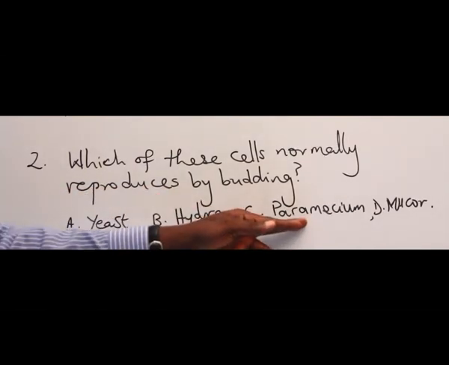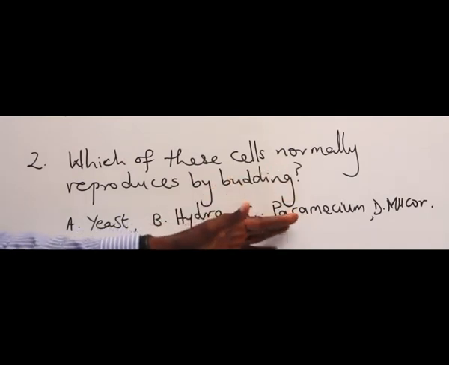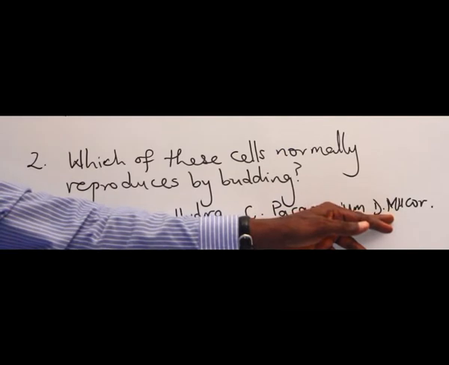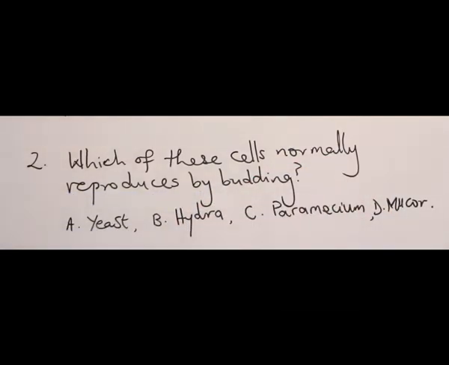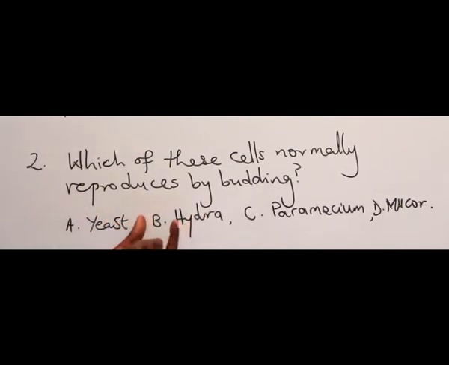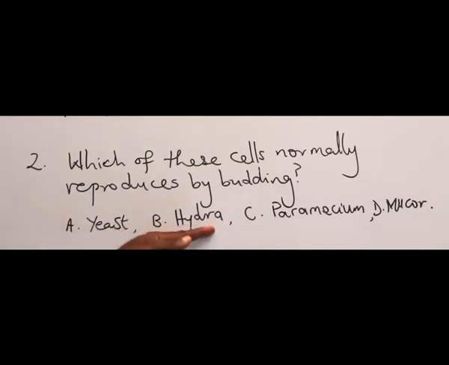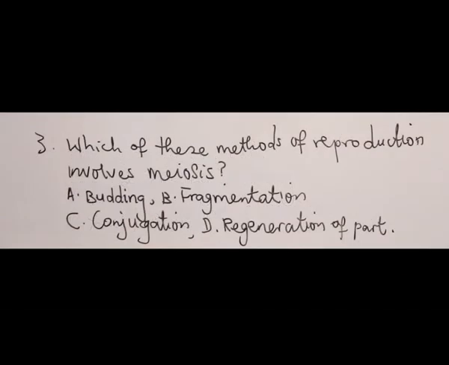Paramecium can conjugate, and can also reproduce by binary fission. Mucor can conjugate, and it can also reproduce by producing spores. Yeast and hydra can reproduce through budding. Then which one is the answer? Is it yeast or hydra? We go back to the question: which of these cells? Yeast is a cell, hydra is not a cell. So the answer is A.